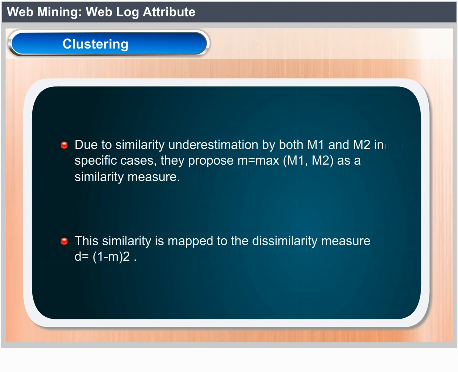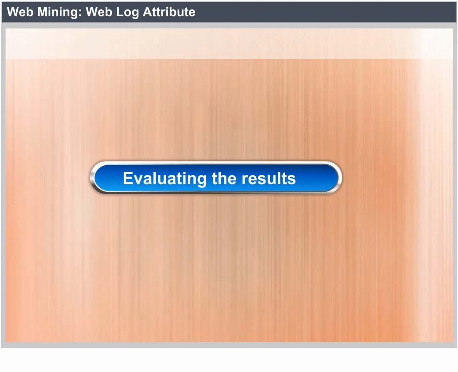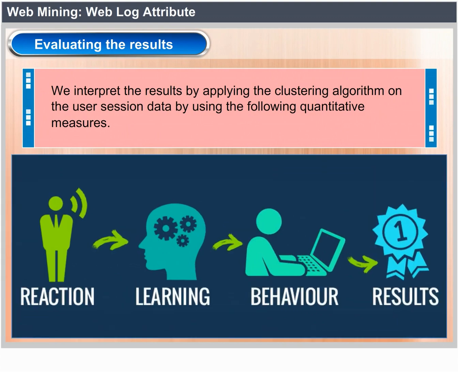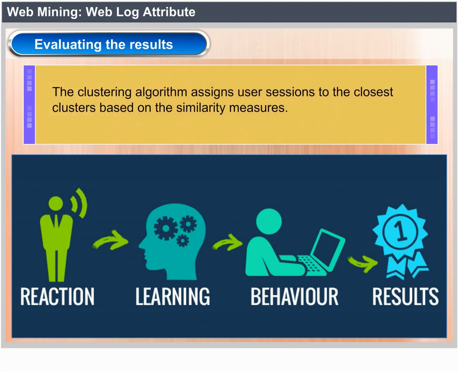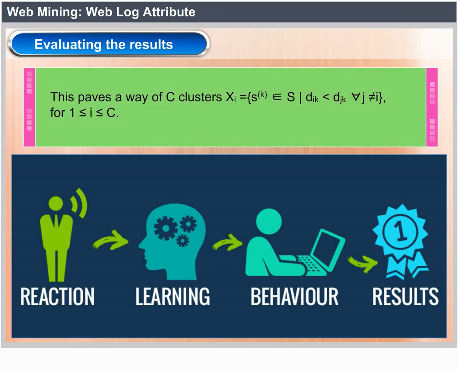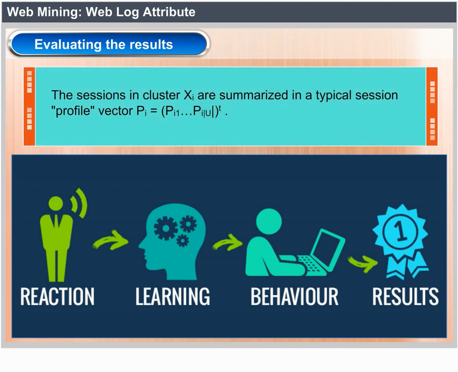Evaluating the results. We interpret the results of applying the clustering algorithm on the user session data by using the following quantitative measures. The clustering algorithm assigns user sessions to the closest clusters based on the similarity measures. This creates C clusters, Xi equals the set of S_k belonging to S such that d_ik is less than d_jk for all j not equal to i, for i lying between 1 and C. The sessions in cluster Xi are summarized in a typical session profile vector Pi equals (Pi1 going up to Pi modulus of u) the whole raised to the power t.